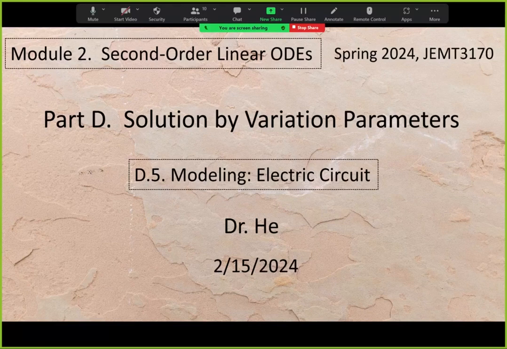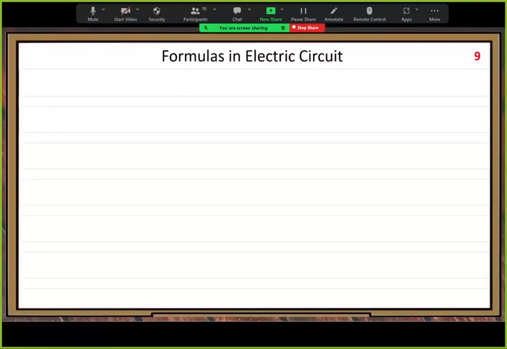Next topic, modeling electric circuits. Now, let's come back to this topic, the electric circuit problem. First, formulas in electric circuits. We learned a few formulas before, but here we need to add a few more formulas. Then we can solve this whole type of questions. We do not need too much knowledge, so only this part should be enough.